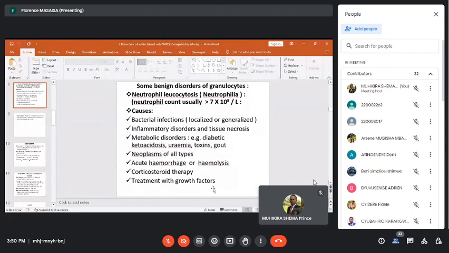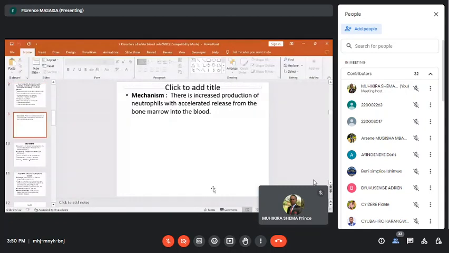Yes. Okay, so I was saying that steroid use may induce increased neutrophil production. We have also treatment with growth factor, which may also increase the count. The mechanism is just increased production from the bone marrow with accelerated release from the bone marrow into the bloodstream, so there will be an increase of the number.